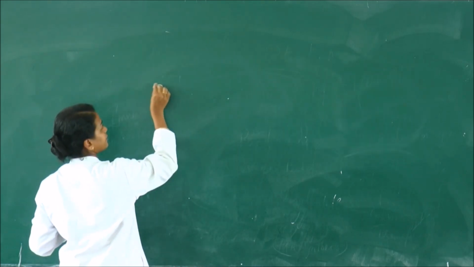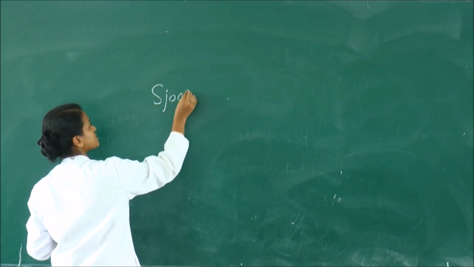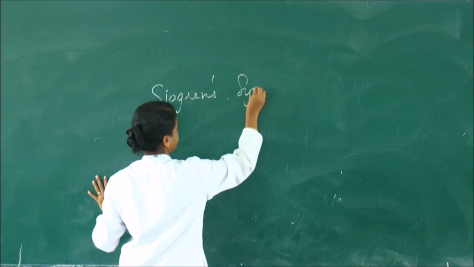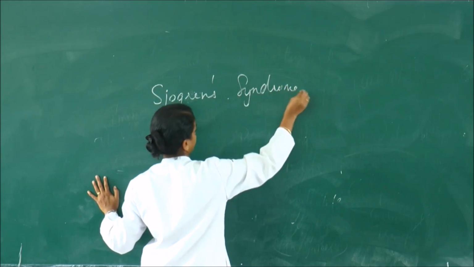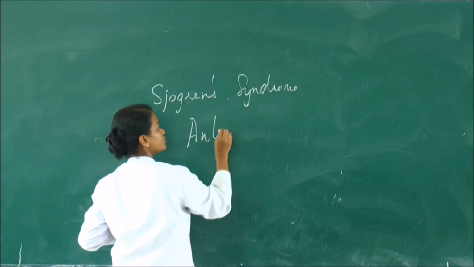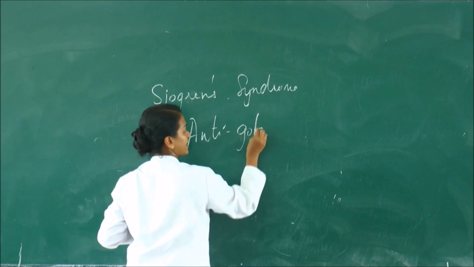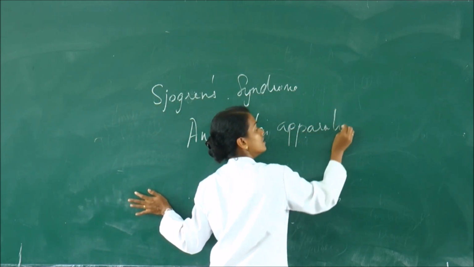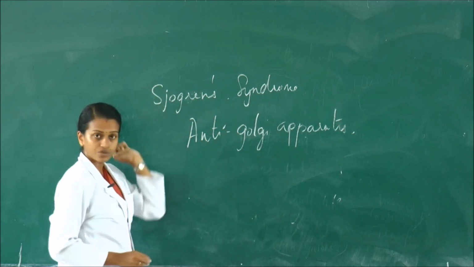You have one clinical application for Golgi apparatus, Sjogren's syndrome. This is actually antibodies produced against Golgi apparatus. Okay, your Golgi apparatus will be destroyed by autoantibodies, which will lead to Sjogren's syndrome.